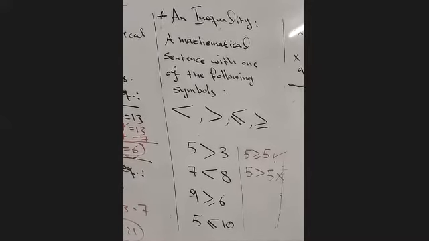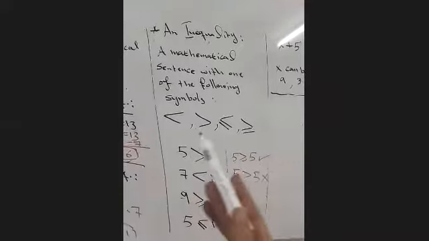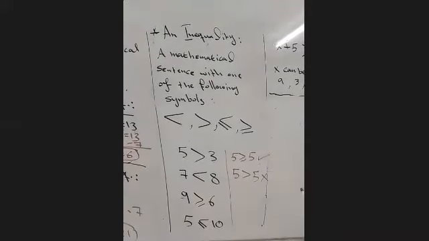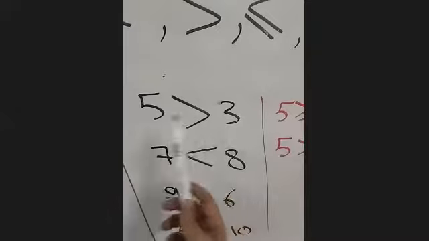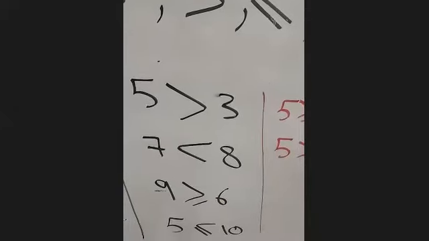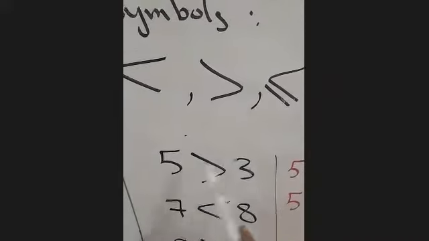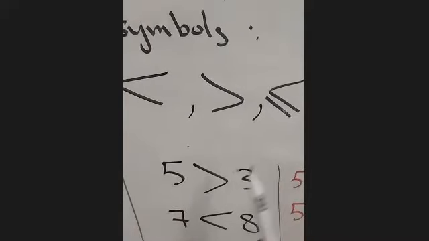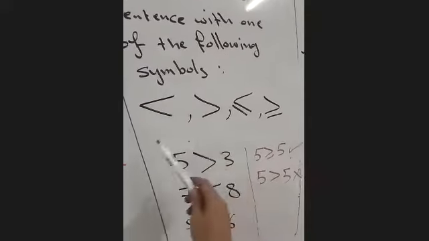Re-explain the inequality? A mathematical sentence with one of the following symbols. You know them? Why is there no equal? Because it's not an equation, it is a new thing. We call it inequality. Can we put equal here between 3 and 5? No. Between 7 and 8? No. So sometimes we need to compare between unequal quantities. What will we use to compare between unequal quantities? One of these symbols, right?